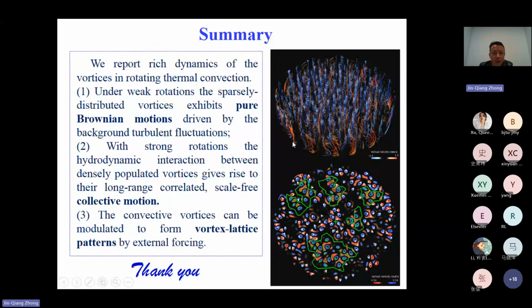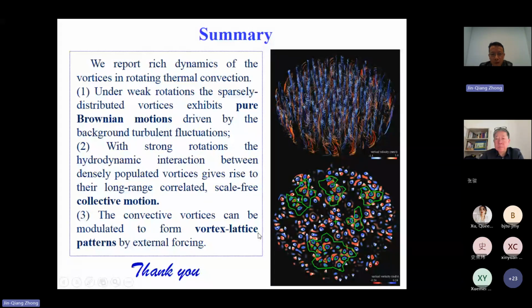It's a brief summary of my talk. We report very rich dynamics of vortices in rotating thermal convection. Under weak rotation, the vortices undergo pure Brownian motion driven by the background turbulence. With strong rotation, the vortices become densely populated, and they undergo long-range correlated scale-free collective motion. By external forcing, we can modulate the vortex motion and observe regular vortex lattice patterns.